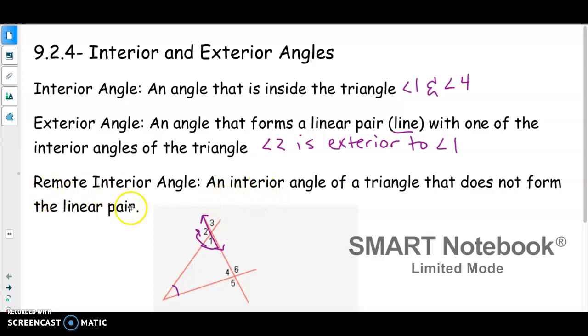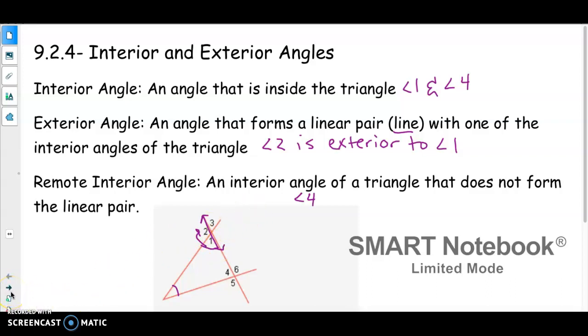A remote interior angle is an interior angle of the triangle that does not form the linear pair. So yes, 1 is an interior, but it's not remote because it's the one that forms the line with 2. So 4 would be a remote interior angle if we were looking at angle 1, and this one over here would also be a remote. There are always going to be 2 remote interior angles if there's an exterior angle that we're talking about.